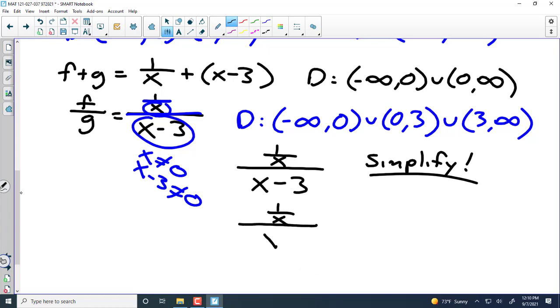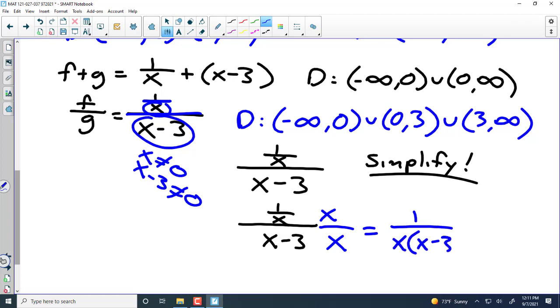You see how the numerator is 1 over x, right? That's what's causing the problem. So that means if I multiply the numerator by x, it will cancel that x up there. But that means I must also multiply this by x. So what's 1 over x times x, everyone? 1. And on the bottom, we get x times x minus 3, or x squared minus 3x.